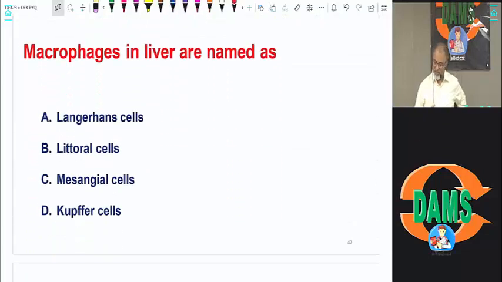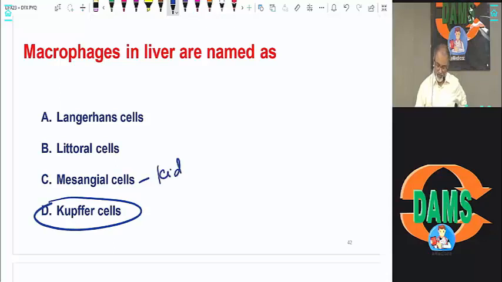Macrophages in liver are named Kupffer cells. Mesangial cells, kidney. Littoral cells, spleen. Langerhans cells, skin. You should know about these, they are basics, fundamental.